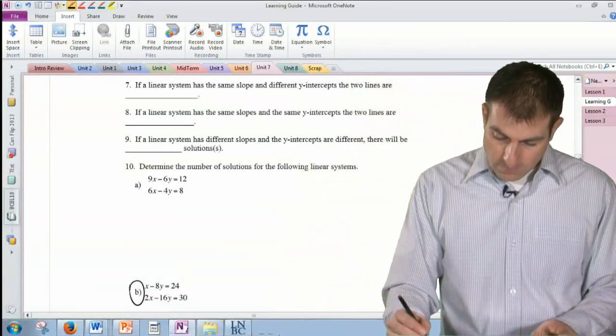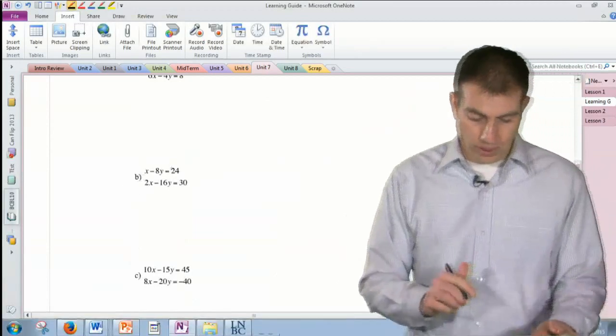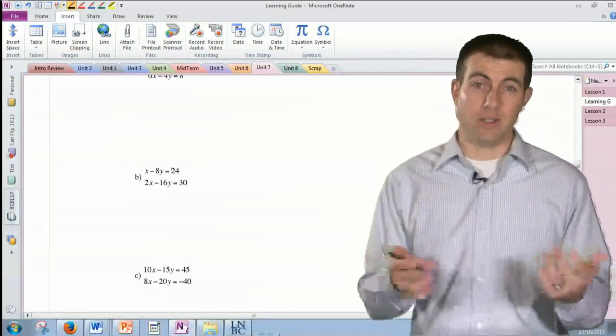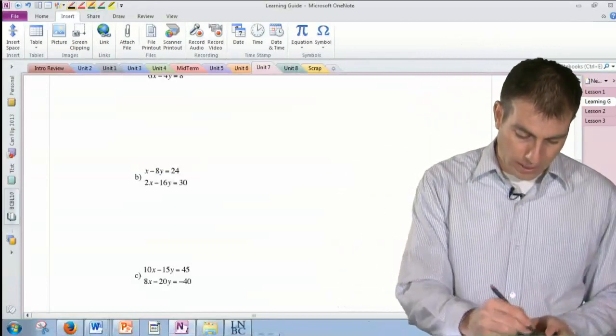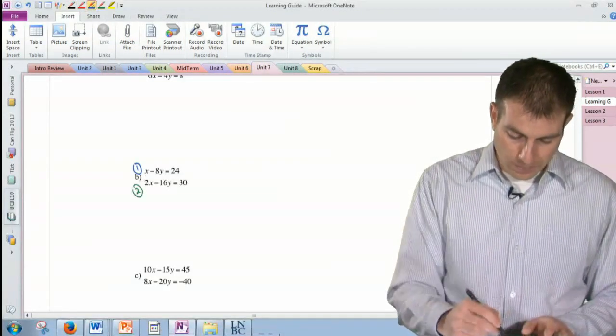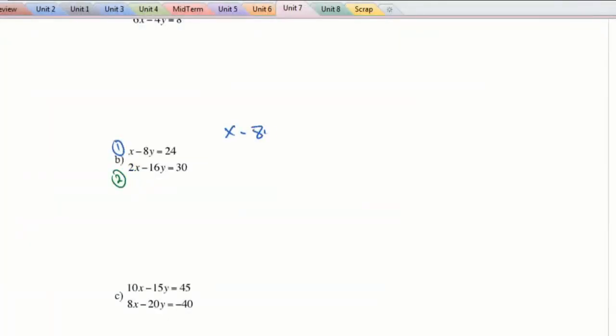All right. If I look at the equations real quick, the easiest way to do this is to convert these into slope-intercept form and then compare the 2 lines. So I'm going to do that. Maybe I'll label my lines first. We'll call the top one number 1, and we'll call this one number 2. So if I start with number 1, x minus 8y is 24. I'm trying to get y by itself, so I'm going to move it to the other side. 8y plus 24. I'm going to subtract 24, so x minus 24 is 8y, and then divide everything by 8.